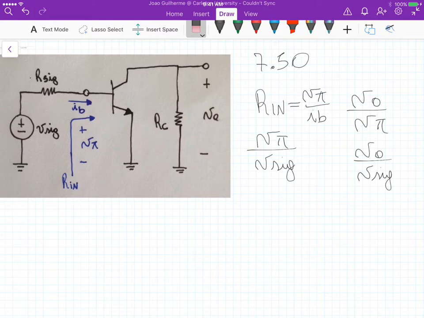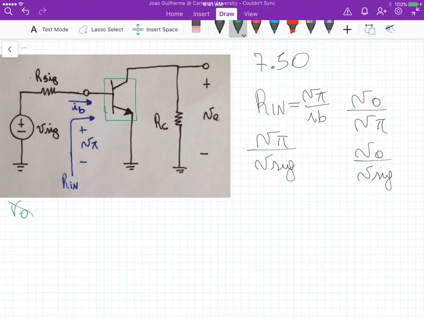Okay, so in this problem 7.50 we have this circuit, and this is an analytical problem, so we're just going to find out equations. We are assuming that the bias circuit that's not shown here is biasing the BJT to operate in the active mode, so it works as an amplifier, right? And the problem asks us to substitute the BJT here by its hybrid pi model without the output resistance, the small r out.